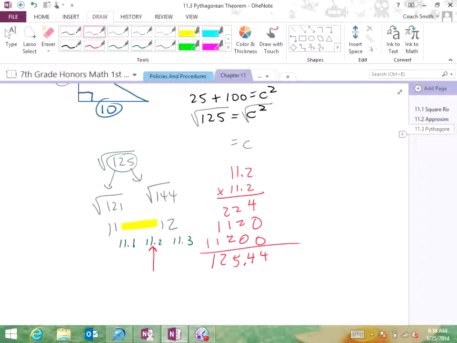Square root of 125? Why did I do that? Why did you just square? It was like 5 squared plus 10 squared equals c squared. Uh-huh. So isn't the c like 125 and c squared? No, c squared is 125. So whatever c is, I square it, and I got 125. Understand?